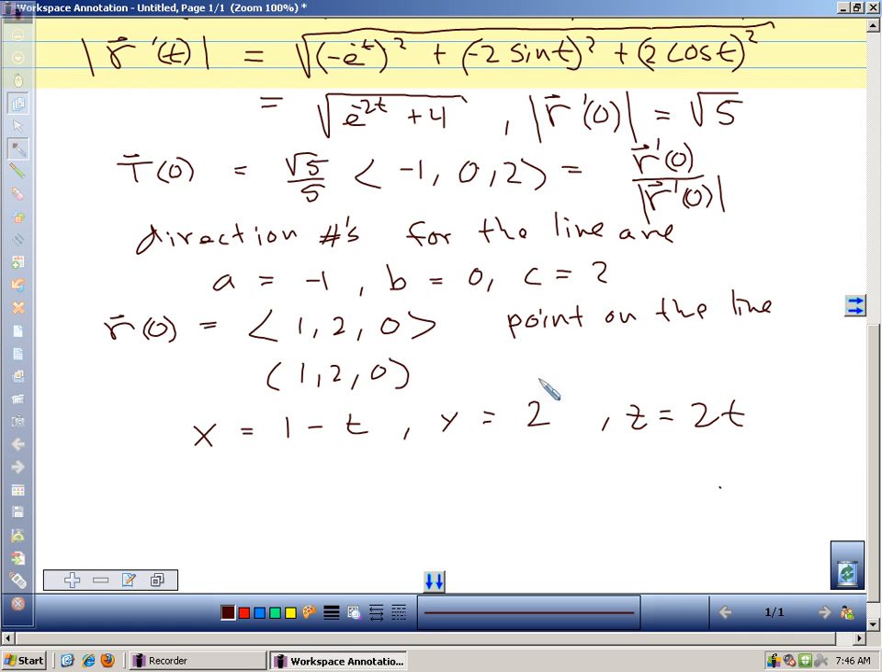Remember, our parametric equations were x equals x0 plus at, y equals y0 plus bt, and z equals z0 plus ct.